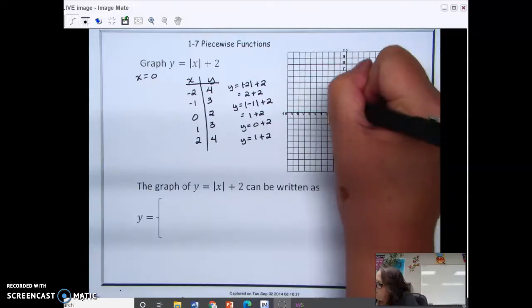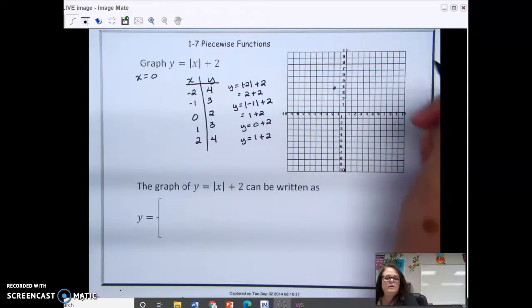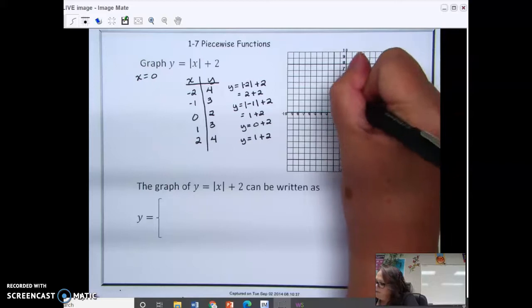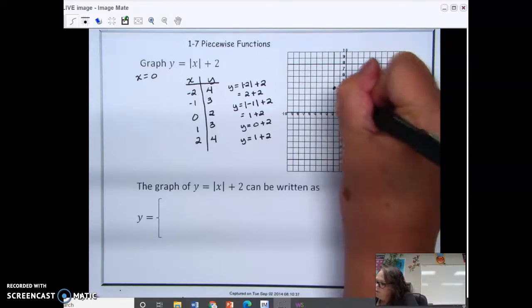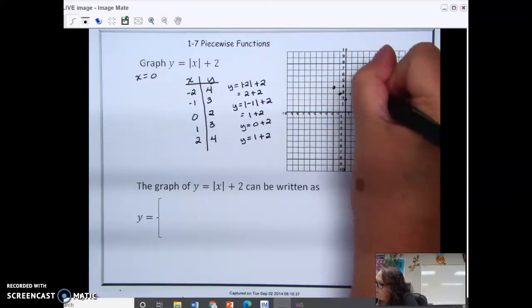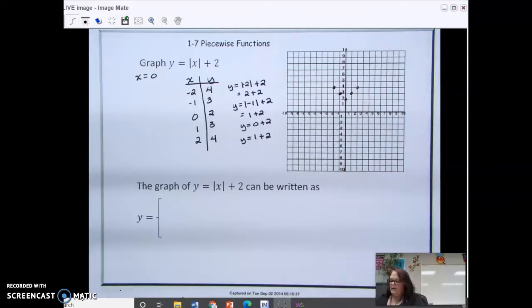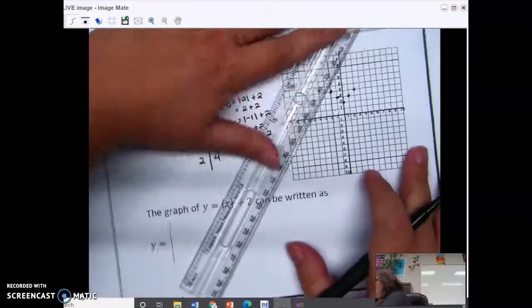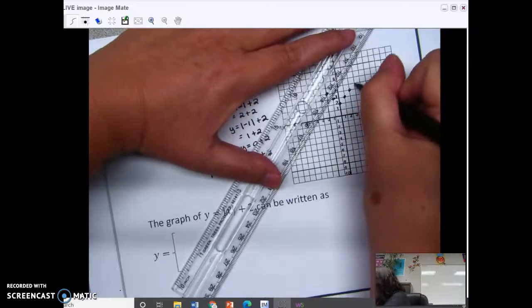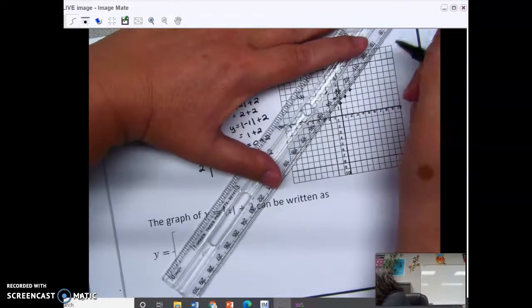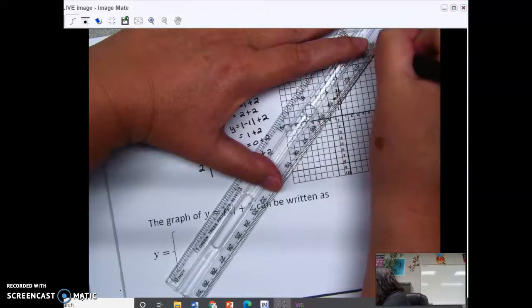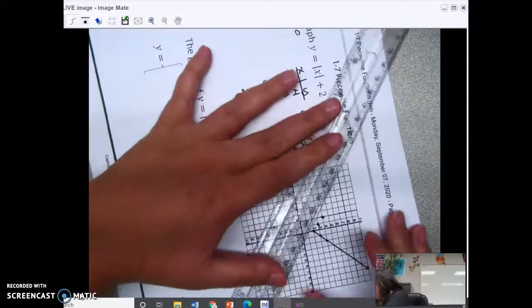So we've got -2, 4. We have -1, 3. We have 0, 2. We have 1, 3. And we have 2, 4. And so now that I have that, I see that I have my V. Kind of think of this through. And so we get a graph that looks something like this.